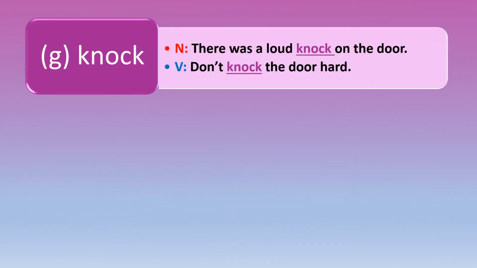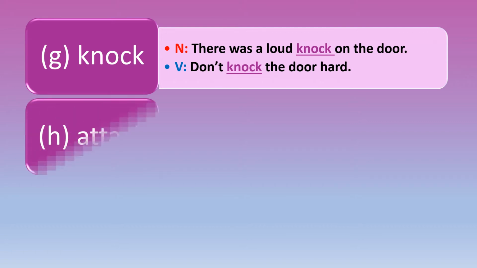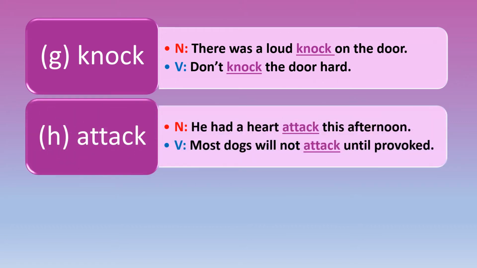Knock. There was a loud knock on the door. What was on the door? A knock. Whereas in the second sentence, it is the action word. Don't knock. So knock becomes the verb in the second sentence. Attack. He had a heart attack this afternoon. Most dogs will not attack until provoked.